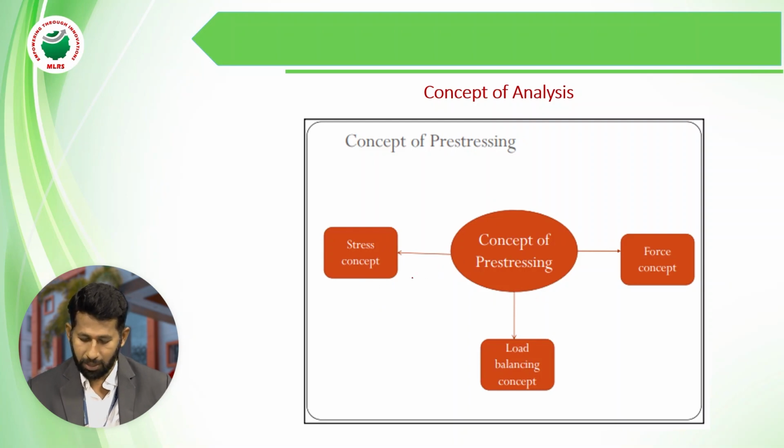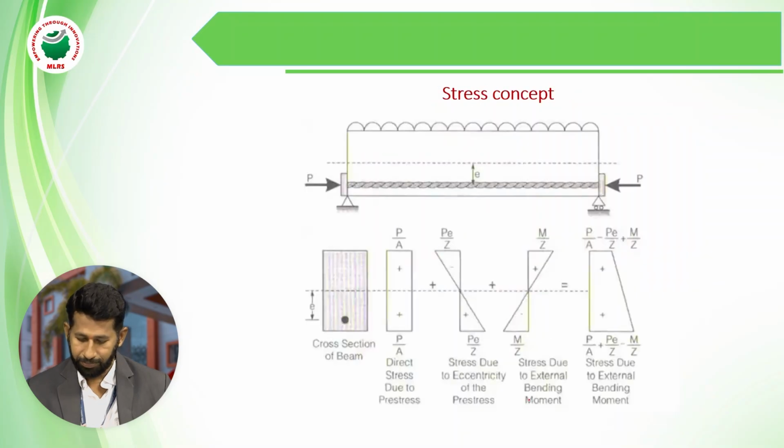Concepts of analysis of prestressing: see the bar chart diagram: the stress concept of prestressing, the force concept, and the load balancing concept. Now, the stress concept: applying the force to the member. Now the cross section of the beam. This is the eccentricity of the applied force: the direct stress, the stress due to eccentricity of the prestress, and the stress due to the external bending moment.